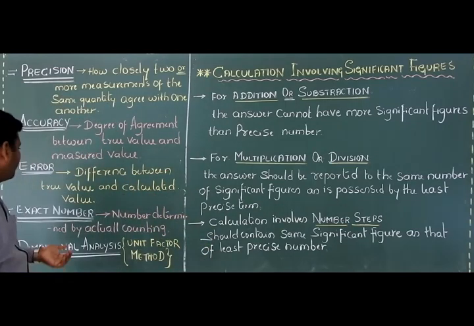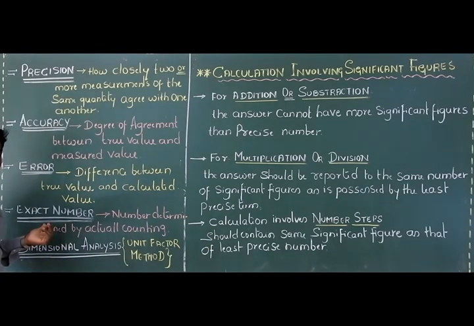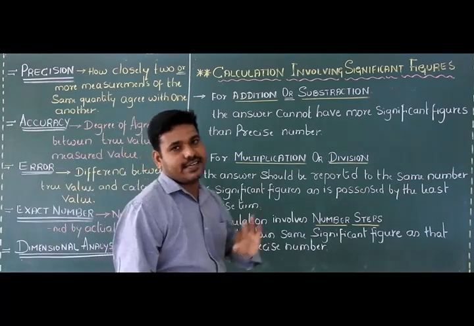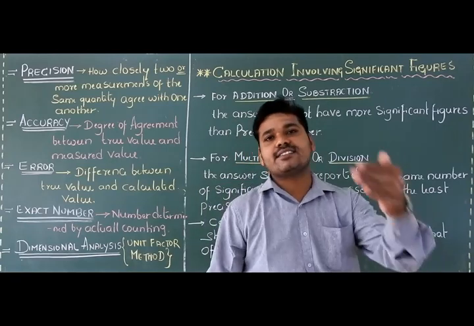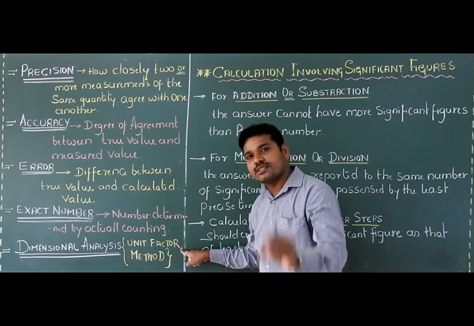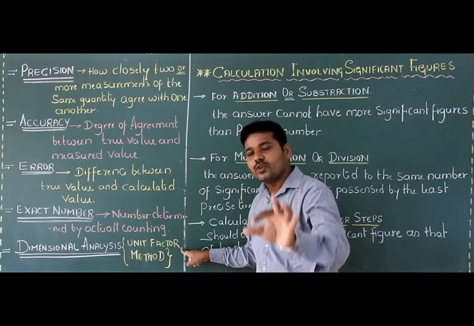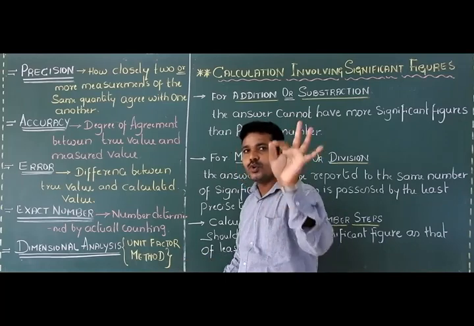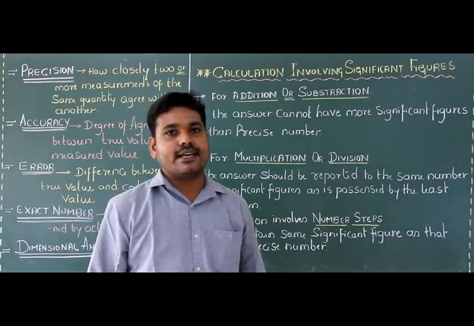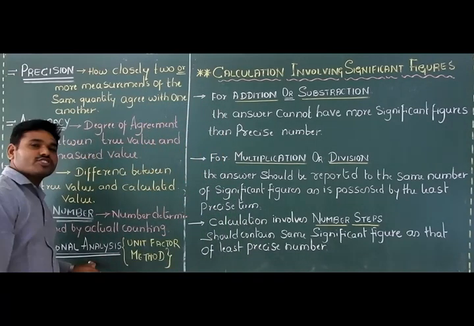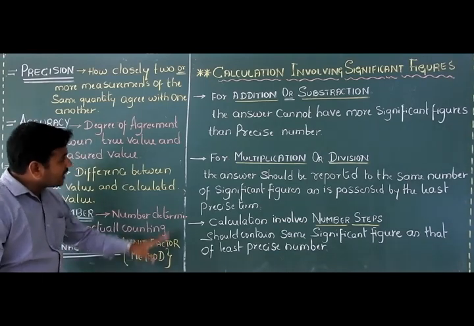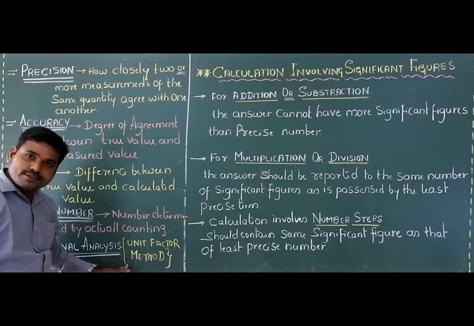Now tell me what is meant by an exact number. The number which is determined by actual counting is called an exact number, students. Now the last term is dimensional analysis or unit factor method. What is meant by this unit factor method? It is the method used to convert units from one system to another system. That itself we call a dimensional analysis, or a unit factor method. Students, is there any doubt in all these 5 points? Is it clear?